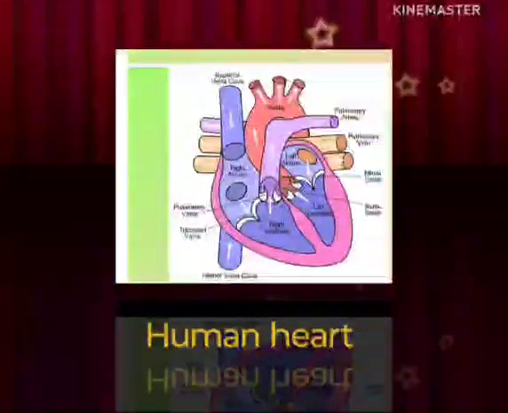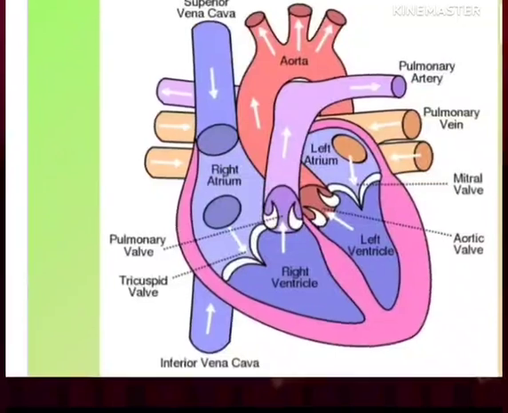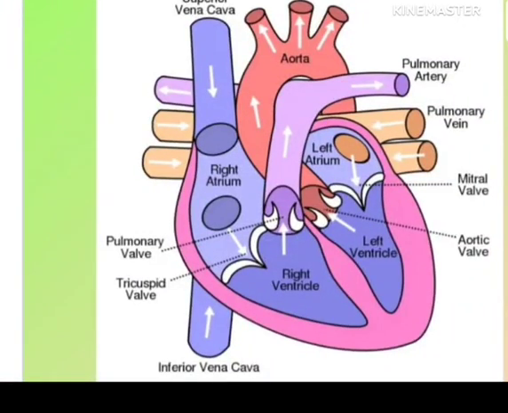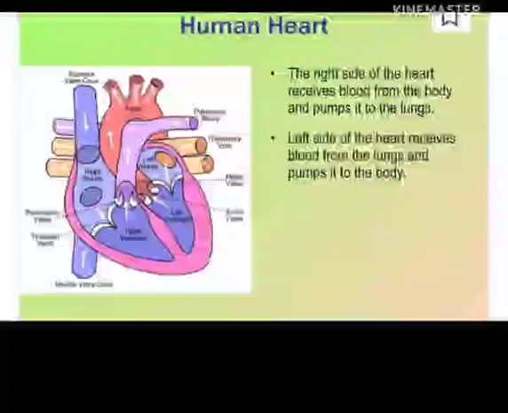Here you can see different arteries and veins which help with blood flow. One by one we will discuss all these arteries and veins. As you can see here, the heart is divided into four chambers.